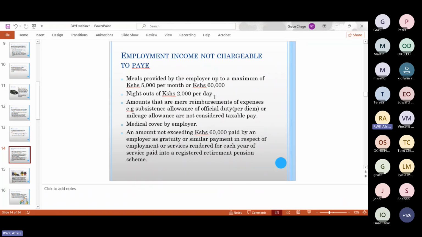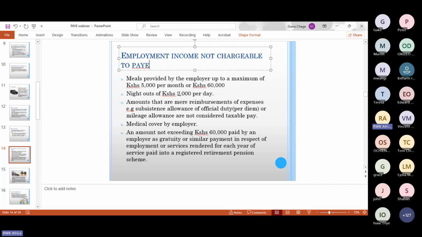We have income that is not chargeable to pay, and this is meals that have been provided by an employer up to a maximum of 5,000 per month or 60,000 per year. So if this benefit exceeds 5,000 per month, the amount that is chargeable to tax is only the amount that is above 5,000. So if the benefit exceeds to 5,500, the amount that is chargeable to tax is only 500 Kenya shillings. Note the difference between this kind of benefit and the non-cash benefit, where we said if the 5,000 limit is exceeded, the entire amount is charged to tax. But for meals, only the amount that exceeds 5,000 is the one that will be charged to tax.